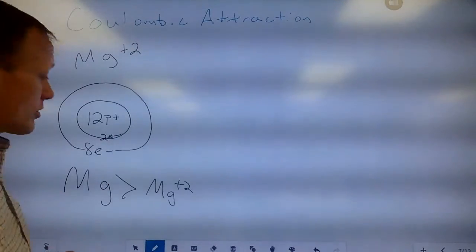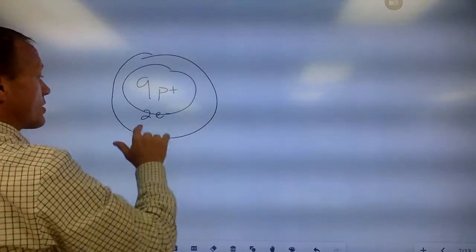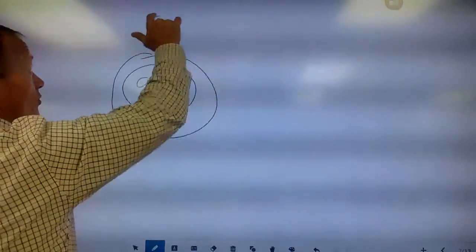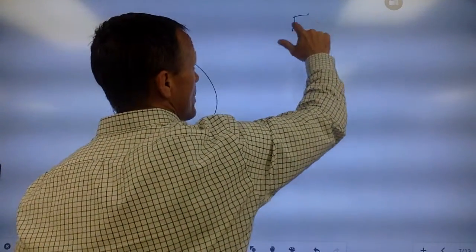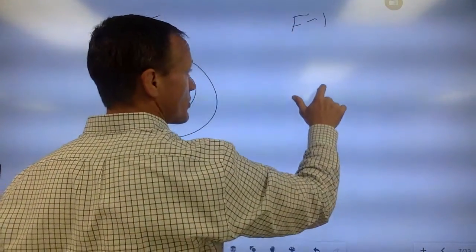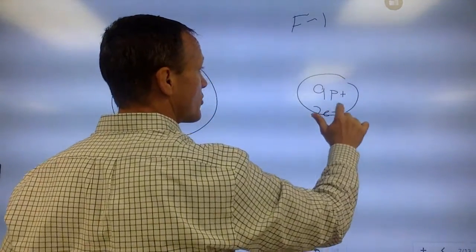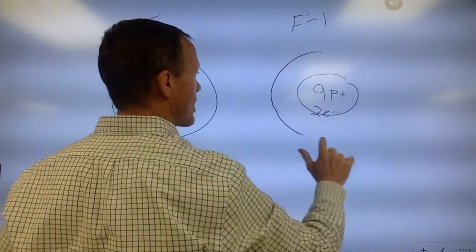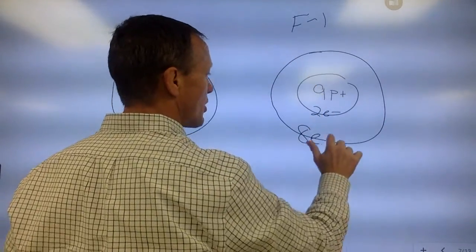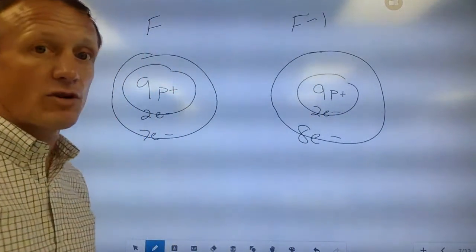All right, let's look at a negative ion. So let's say we have fluorine. Fluorine would have 9 protons. It's got 2 energy levels: 2 electrons in the first energy level, 7 electrons in the second energy level. So that's a normal fluorine. Fluorine forms a -1 charge. So it's still going to have 9 protons, still 2 electrons in the first energy level. It's now going to have 8 electrons in the next energy level when it has a -1 charge.